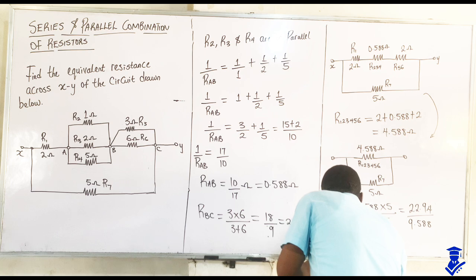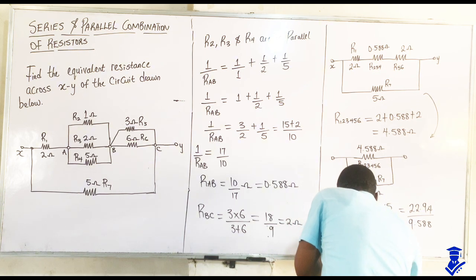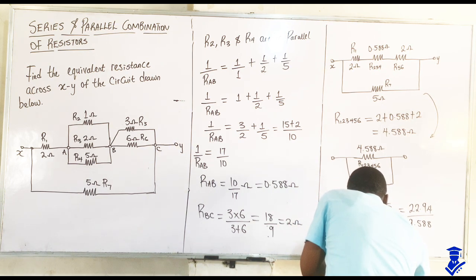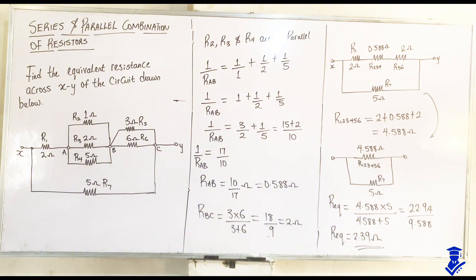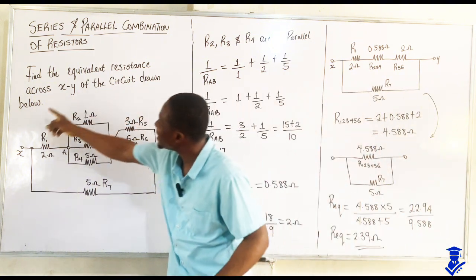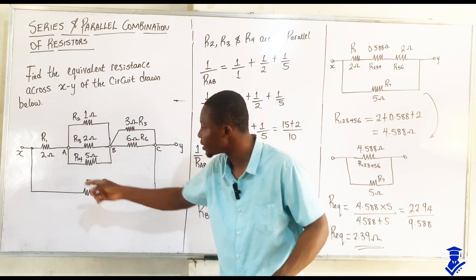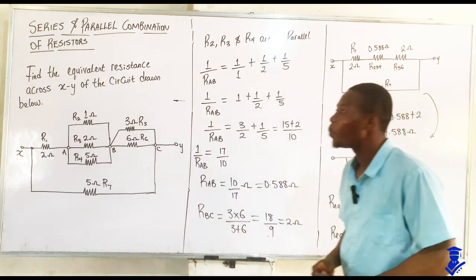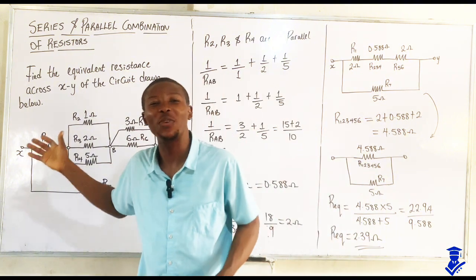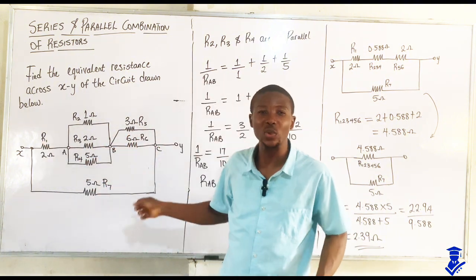So our equivalent resistance is going to be equal to 2.39 ohms to 2 decimal places. All right? So the total resistance in this circuit drawn here, the equivalent resistance, is equal to 2.39 ohms. So that will be all for that. And that's how to find the equivalent resistance of a circuit like this.